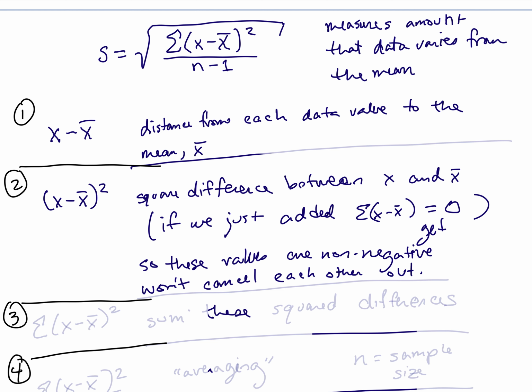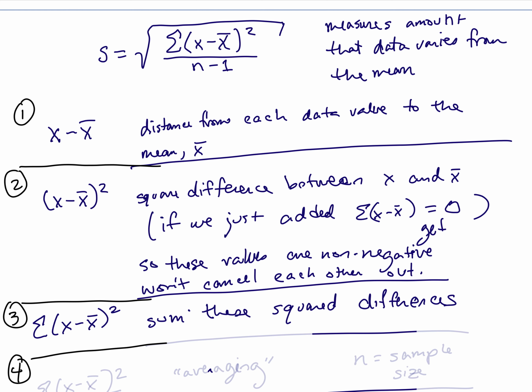Okay, so our next step is to sum those squared distances together. So we do the sum of x minus x bar, each data value minus the sample mean, squared. We sum or add together these squared differences. So we're adding those values together. Let's separate those two. We sum these squared differences, adding those differences together.